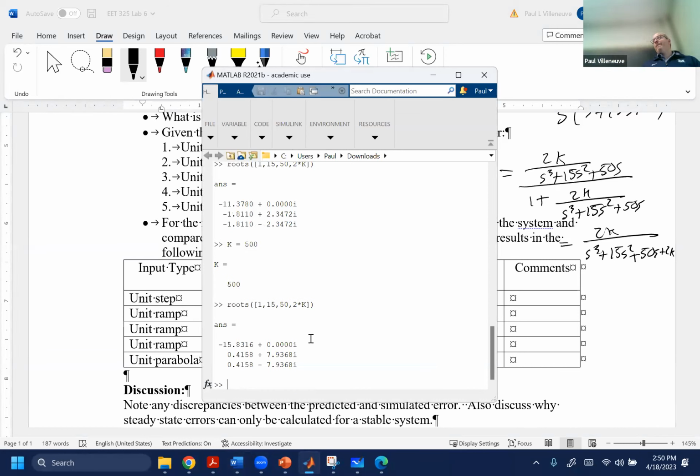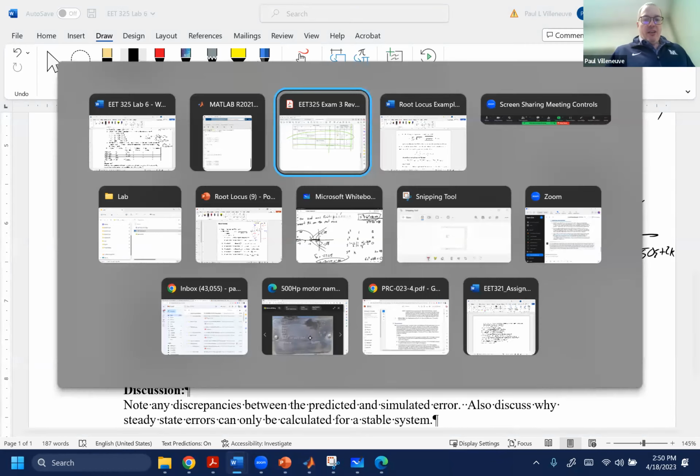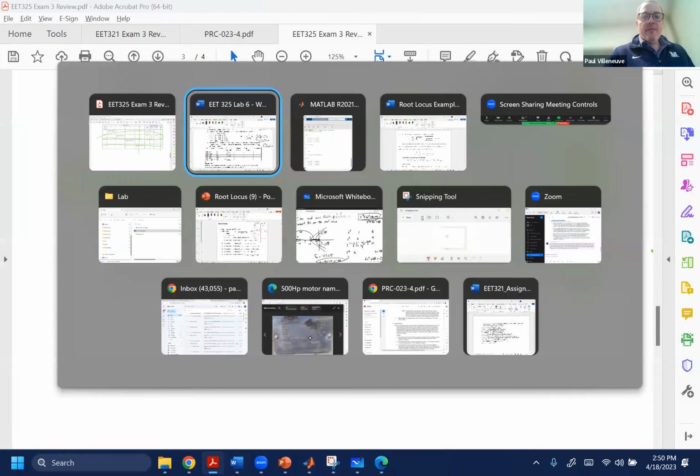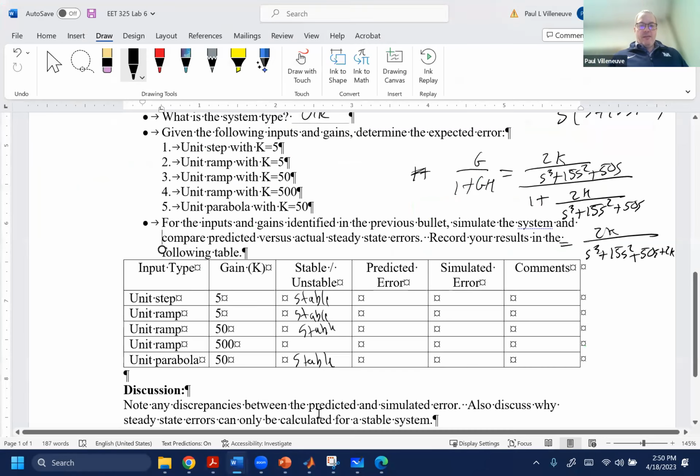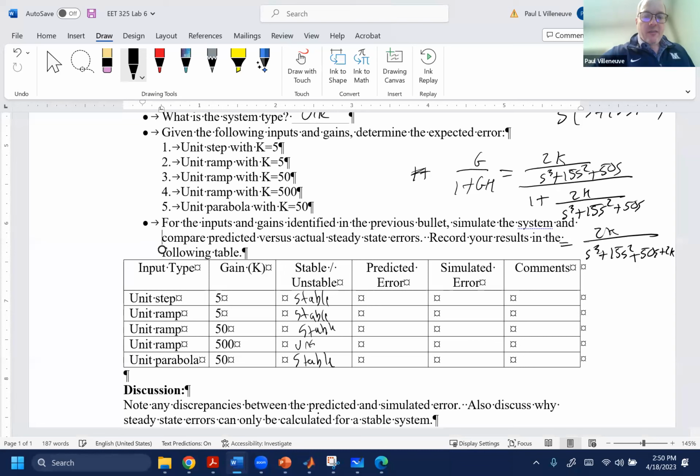Is that a stable system? No, we have 2 poles in the right-hand half plane. Unstable. So stop, there's nothing to do. If it's an unstable system, I can't get a steady state error because the system is going to blow up without bound, right? It can't keep up with anything. So I'm done with that one.